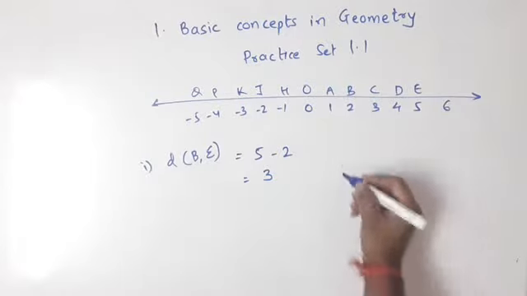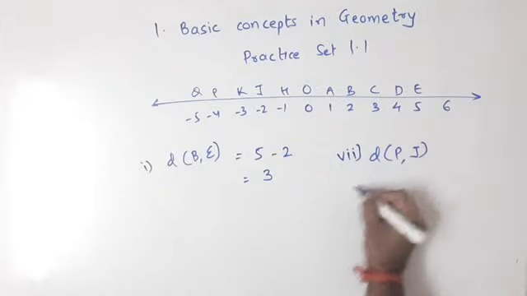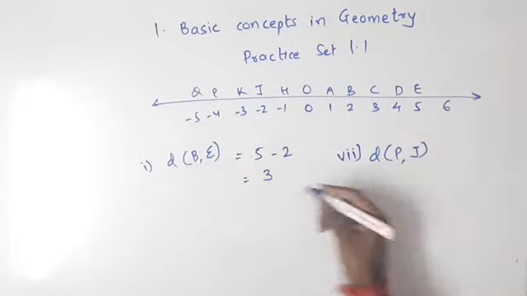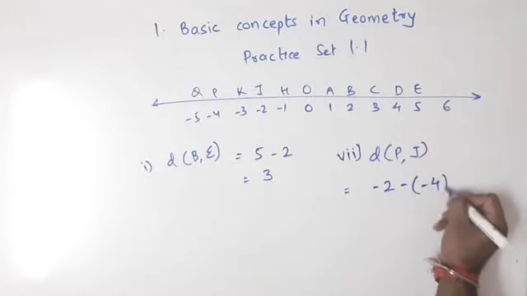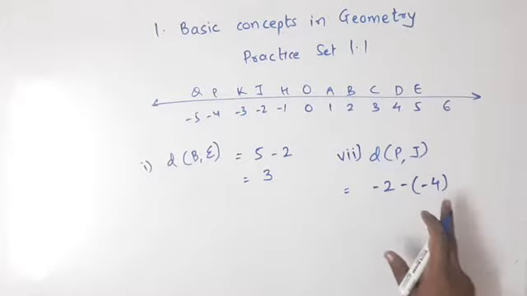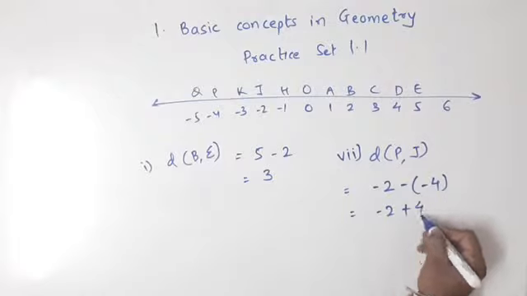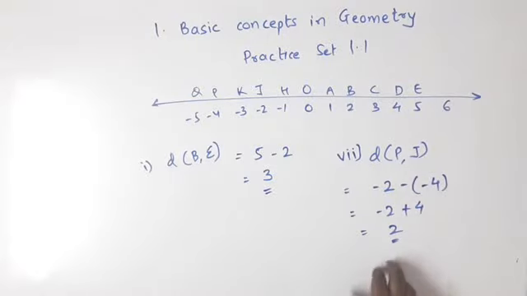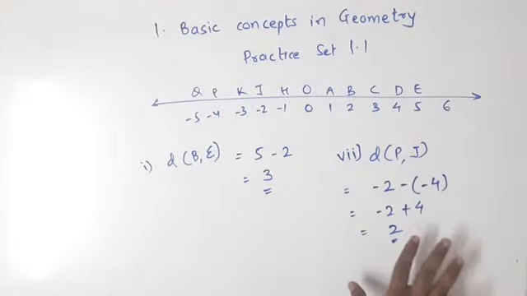Okay, so one more example we will take, like the 7th one. It is distance PJ. Can you tell me which one is the greater one? P or J? It is J. So bigger coordinate minus the smaller coordinate. So it will be minus 2 minus minus 4. So this becomes minus 2 plus 4. 4 minus 2 is 2. So this is your answer. This is how you can do it. I think 2 examples are enough, the rest are easy.